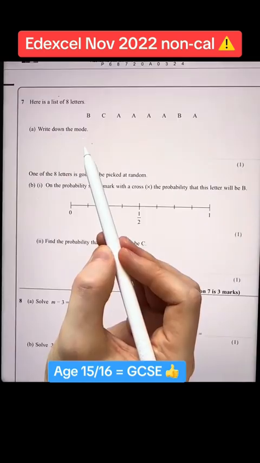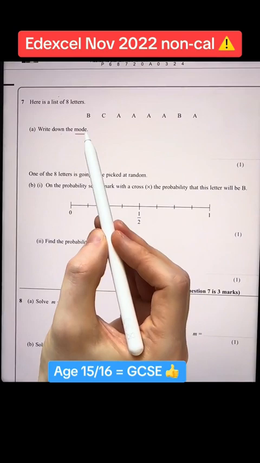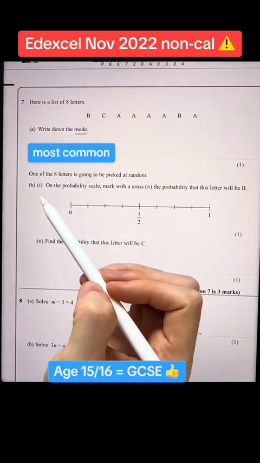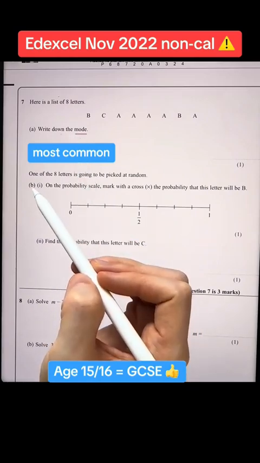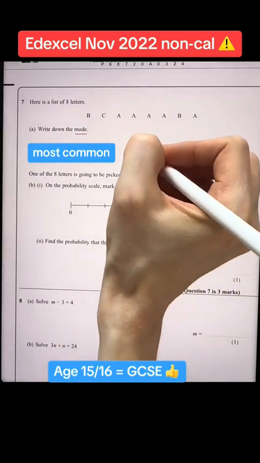Here is a list of 8 letters. Write down the mode. Well, our mode is our most common. A way of remembering is mode and most both start with the same 2 letters, i.e. MO. In this case, our mode is the letter A, as it occurs the most.